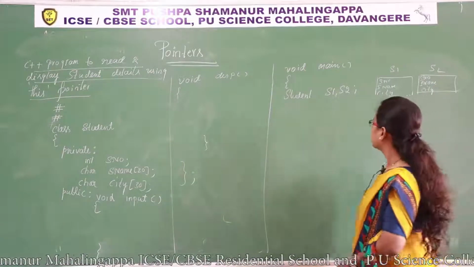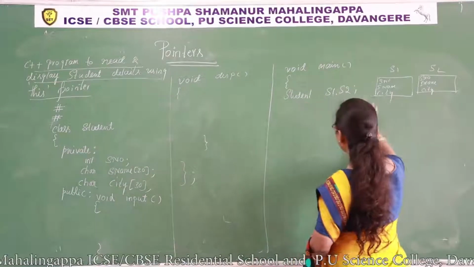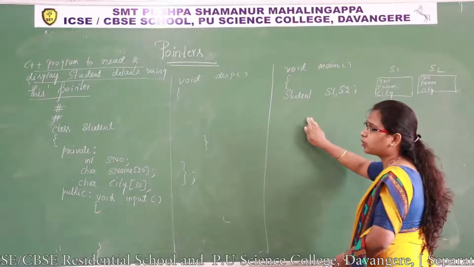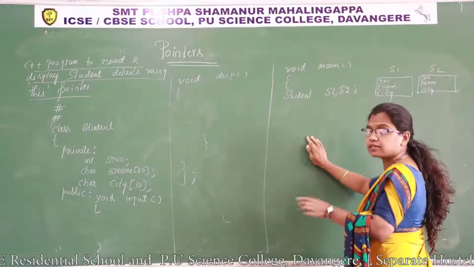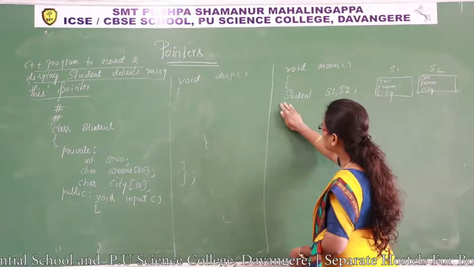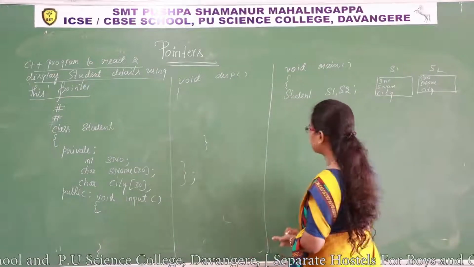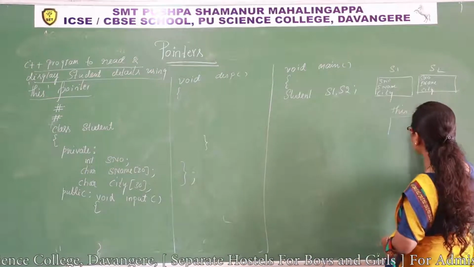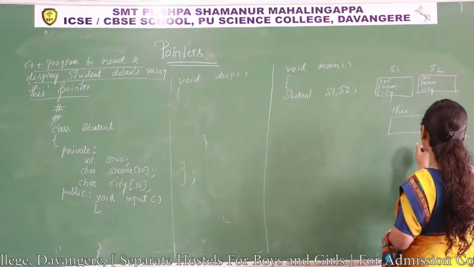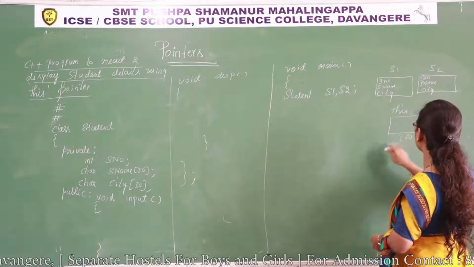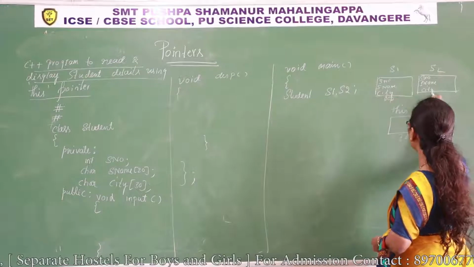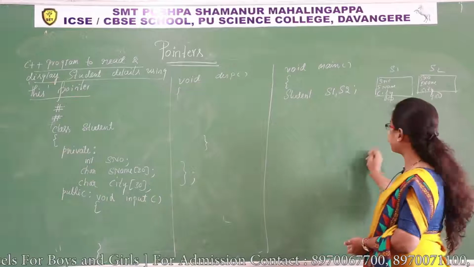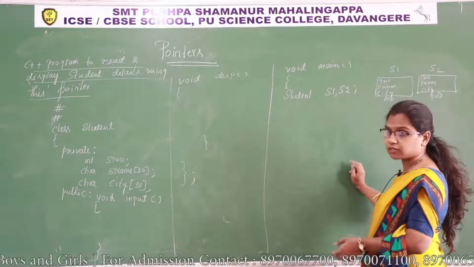Okay. Now, at this moment, the program will create a pointer automatically. That pointer name is called this. This is a pointer name. It is an implicit pointer. It is created by the program. We won't create this pointer. It is already created by the program. Let us consider the address is 700. What is there in this pointer? It stores the address of the current object.